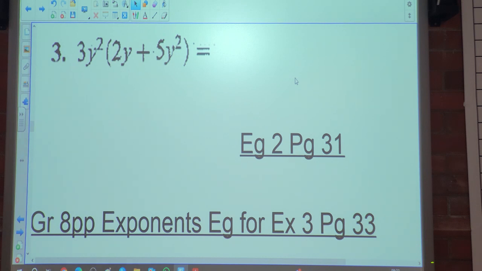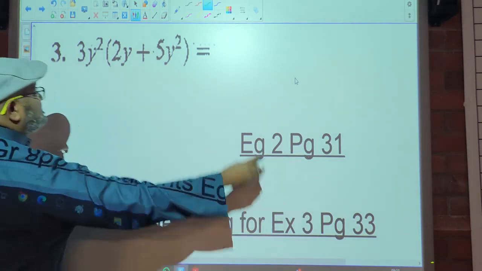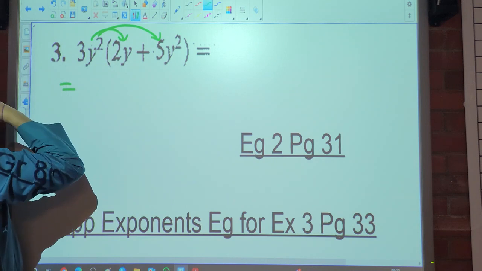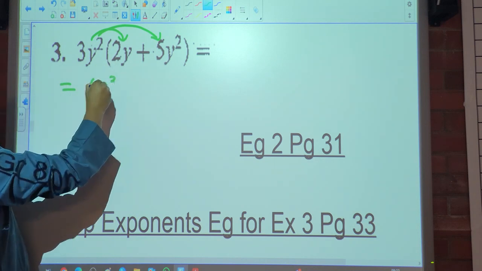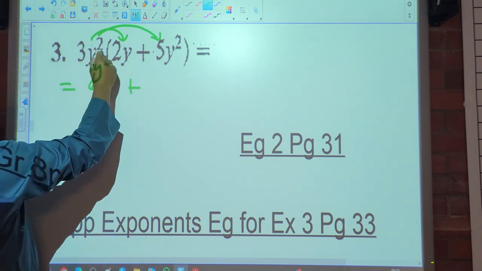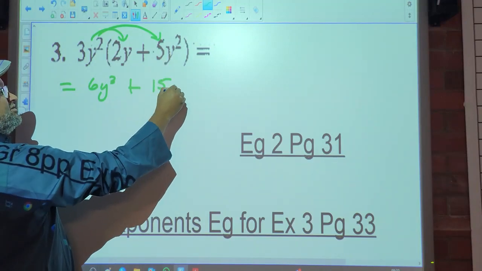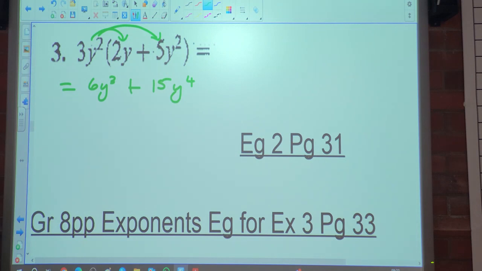Alright. Next. You're going to first multiply that out. So 2y squared times 2y is 4y cubed, plus 3y squared times 5y squared is 15y to the exponent 4. You all agree with that? Who got that sum wrong? You got it right. Okay.